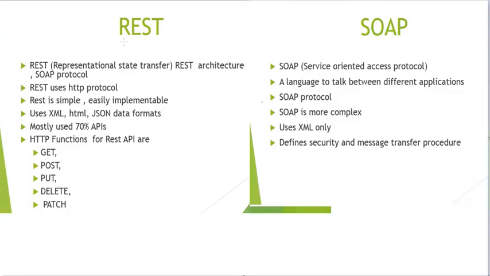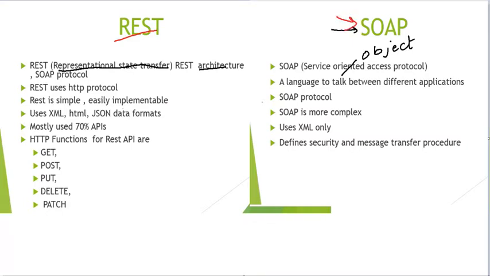So REST basically stands for representational state transfer, and REST is basically an architecture. Whereas SOAP stands for simple object access protocol, and it is basically a protocol. So this is the first main difference between REST and SOAP: REST is an architecture, and SOAP is a protocol.